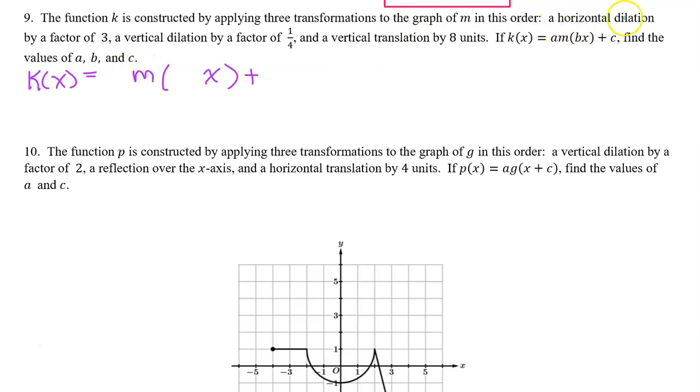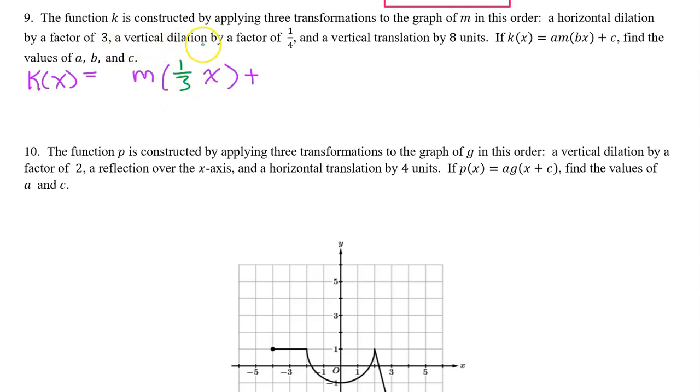Let's see, a horizontal dilation by a factor of 3. That's going to appear right here, but the horizontal transformations show up as the opposite of the way they sound. So by a factor of 3 will actually be a 1/3 in this equation.